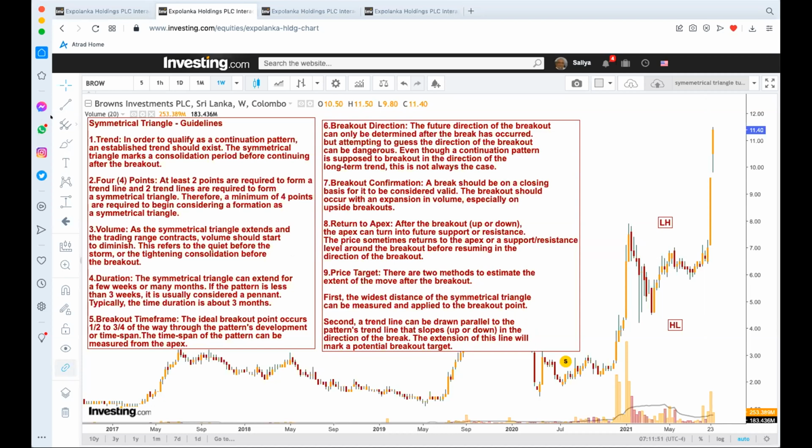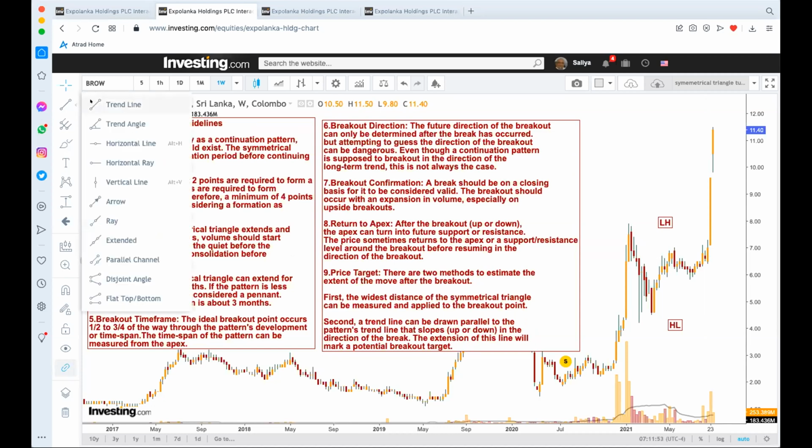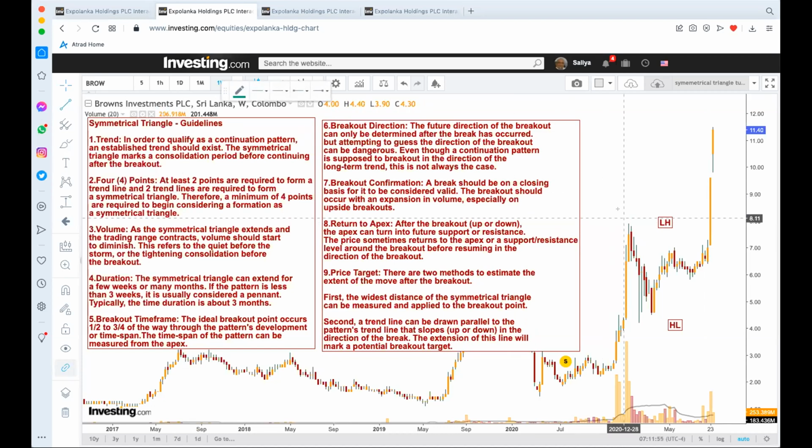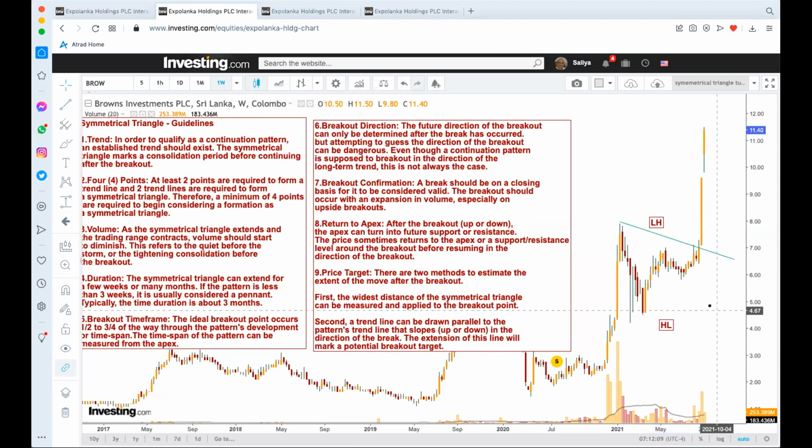So first, we are going to draw a trend line sloping downwards by connecting this point to this point and extending it a little bit further. You will know why I am extending it like that.